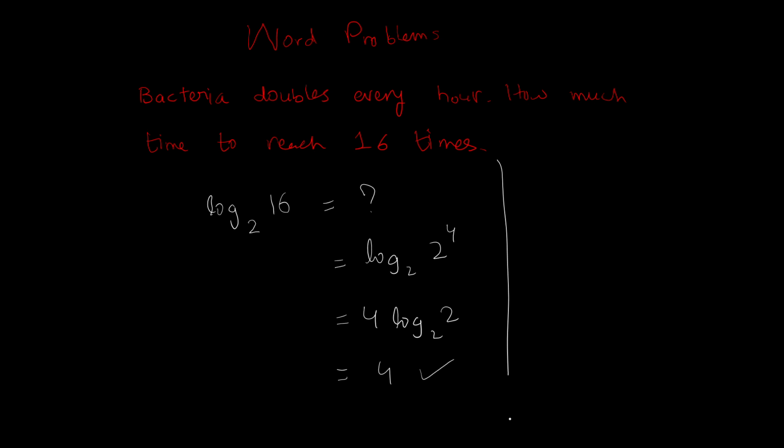You can also solve it in exponential form, such that you double every hour. So after the first hour, the number would be twice. After 2 hours, it would be 4. After another hour, it will double again, it would be 8. And after one more hour, it will double again, it will be 16. So as you can see, 1, 2, 3, and 4 hours are taken.